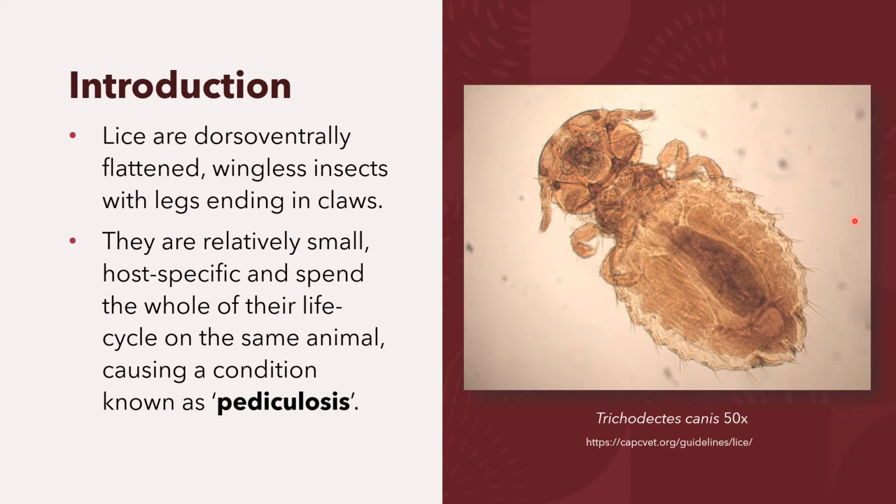Lice are a very diverse group of insects exclusively adapted to parasitism. Their body is flattened dorsoventrally. They are wingless and relatively small in size, ranging from about 0.4 to 10 millimeters in length. They also exhibit high host specificity, meaning that they spend the whole of their life cycle on the same animal, and some species also exhibit specificity to certain body regions. In humans, they cause the condition known as pediculosis, or lice infestation.